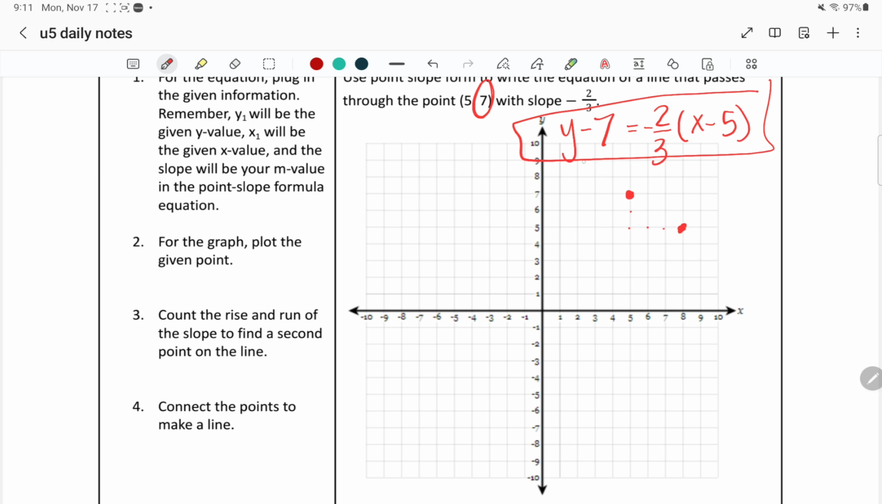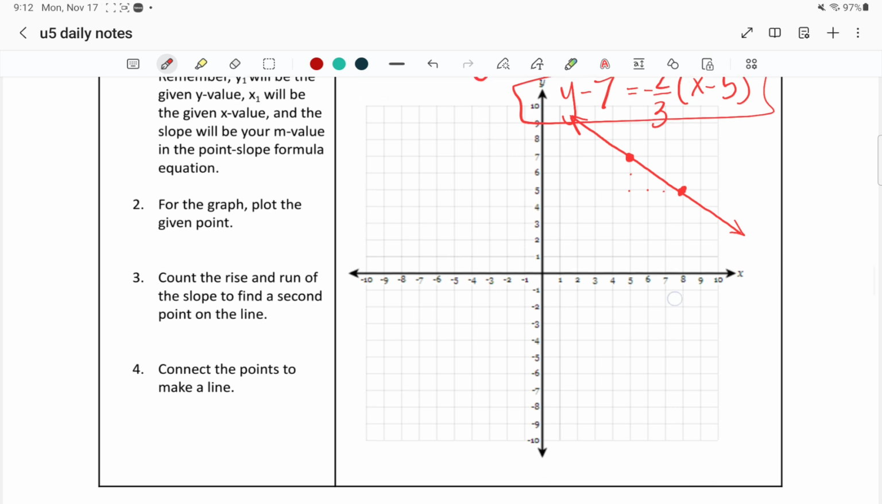2 points make a line. And that's how it's done. So very similar to slope-intercept form. We're just not starting on the intercept anymore. We're starting on whatever point they gave us. And we're counting the slope from there as opposed to on the y-axis. Okay?